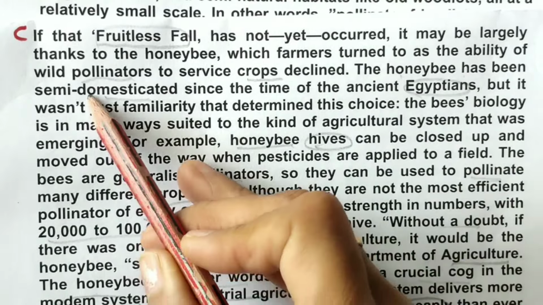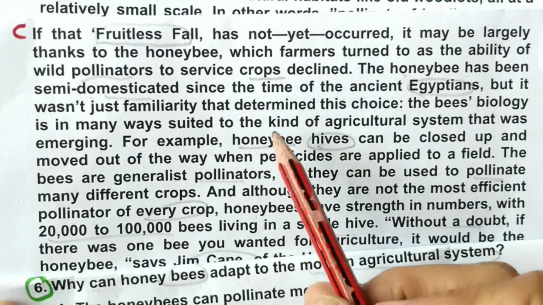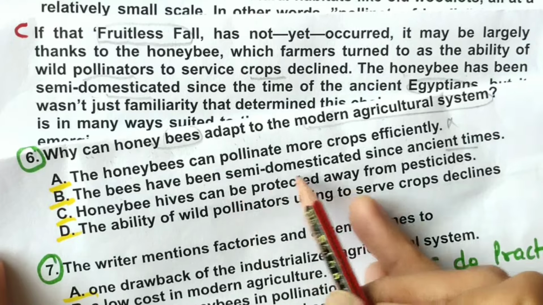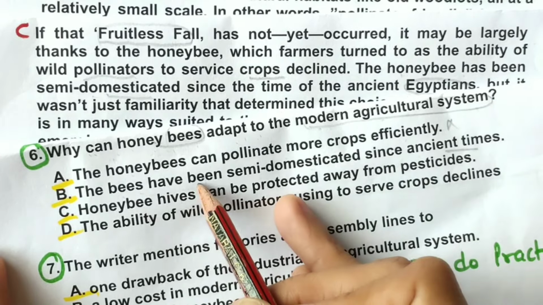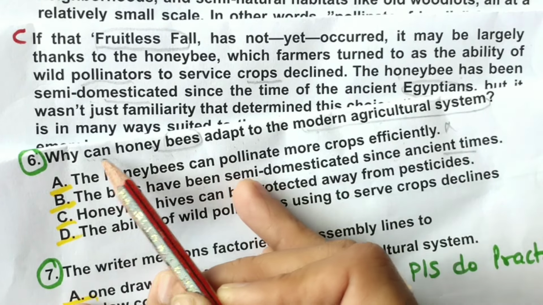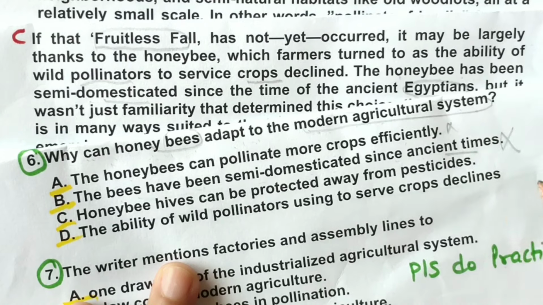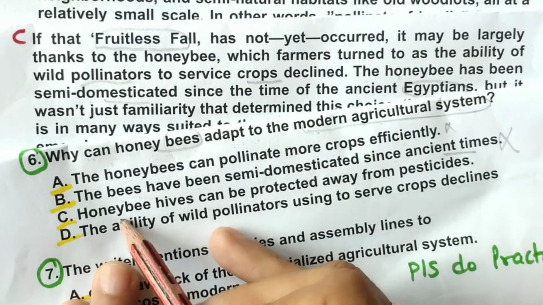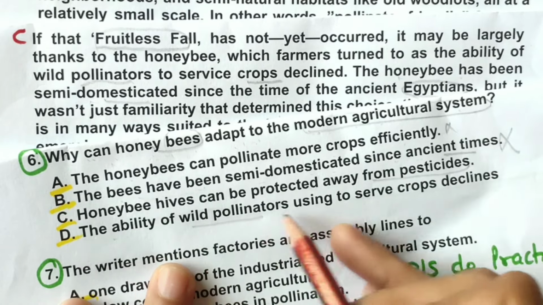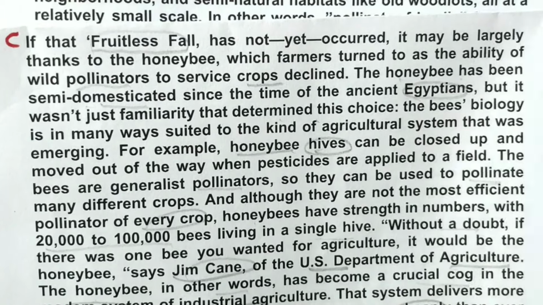The honeybee has been semi-domesticated since the time of the ancient Egyptians, but it wasn't just familiarity that determined this choice. So the bees have been semi-domesticated, but the question is why can honeybees adapt to the modern agriculture system? It is not talking about any ancient times according to the question. Honeybees can be protected away from pesticides. The ability of wild pollinators to serve crop declines. I think crop declines is also not there.